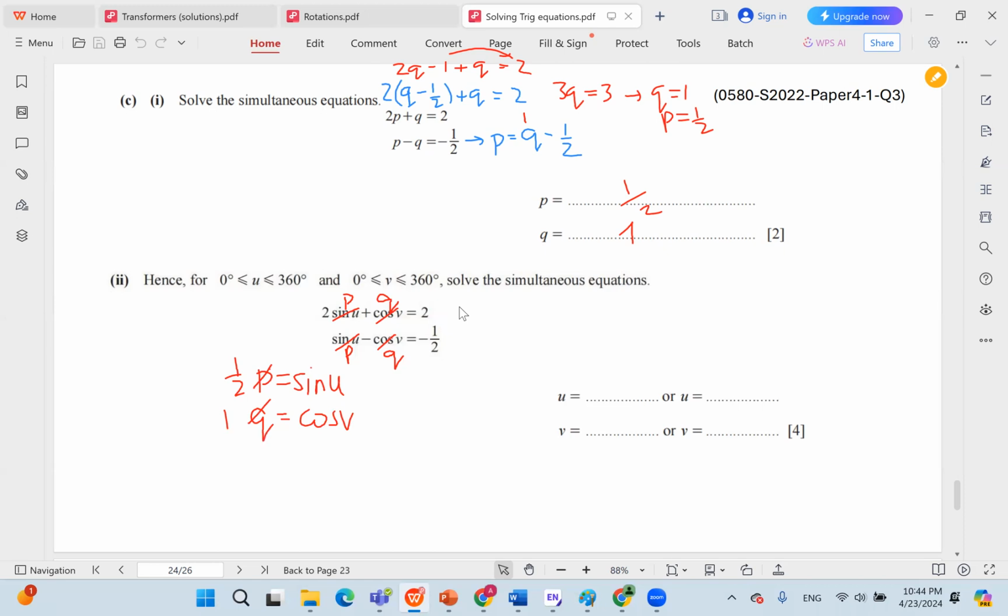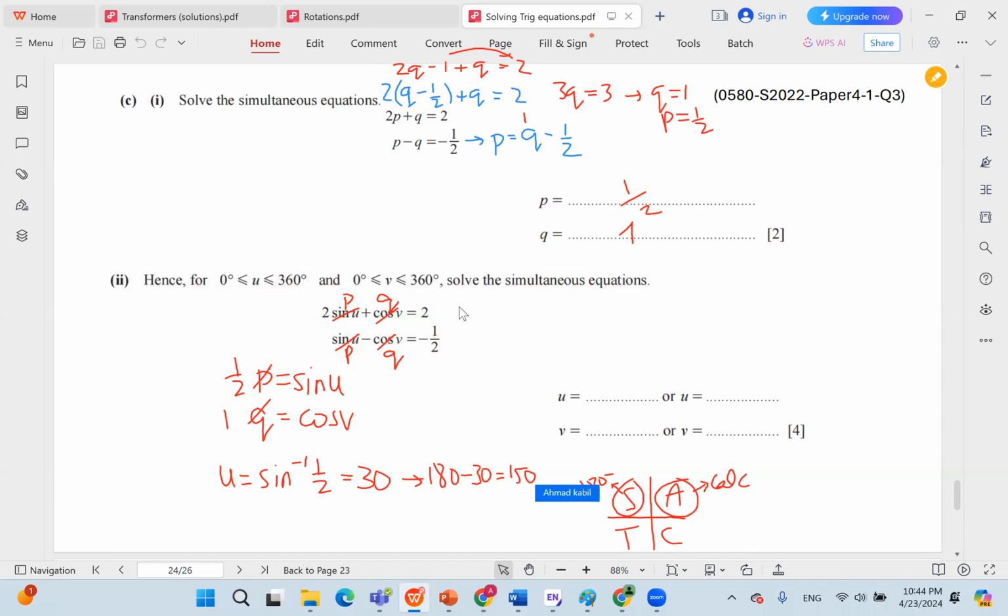For u, we're going to say shift sine half. So shift sine half gives us 30. And using the ASTC rule, this is sine and positive. So we're going to take the A and the S. So we're going to take the calculator value as it is. And we're going to take the 180 minus as well. So it's either 30 or 180 minus 30, which is 150. So for u, we have 30 or 150.